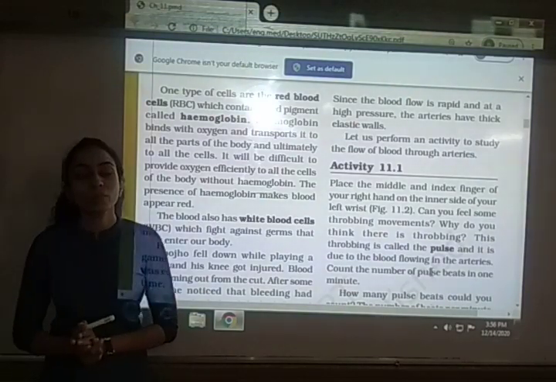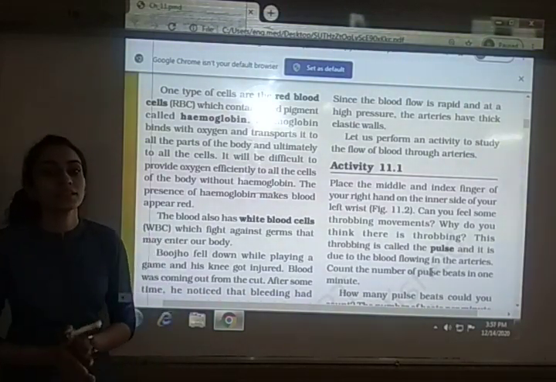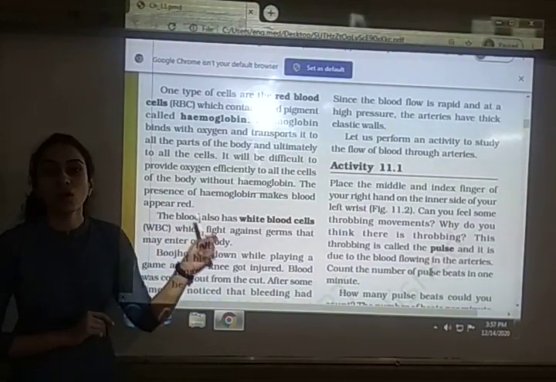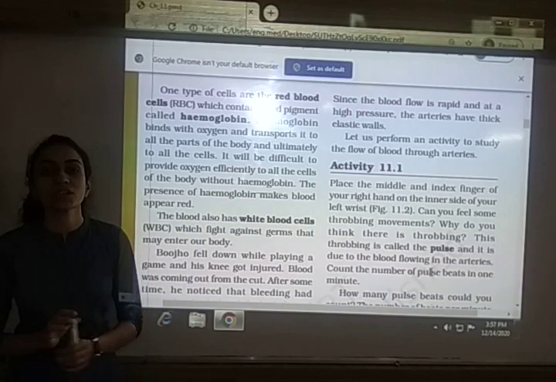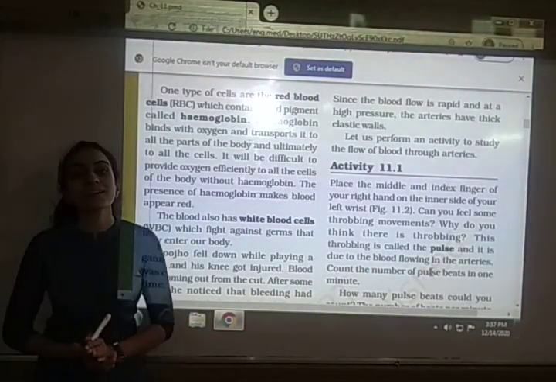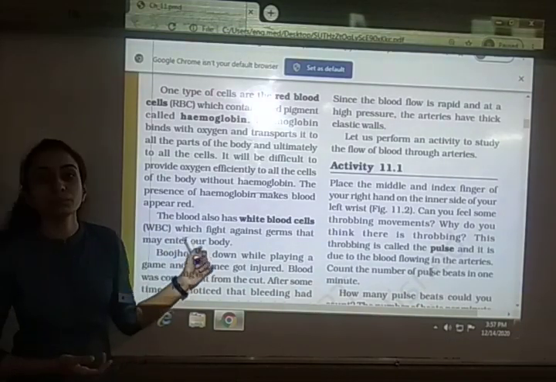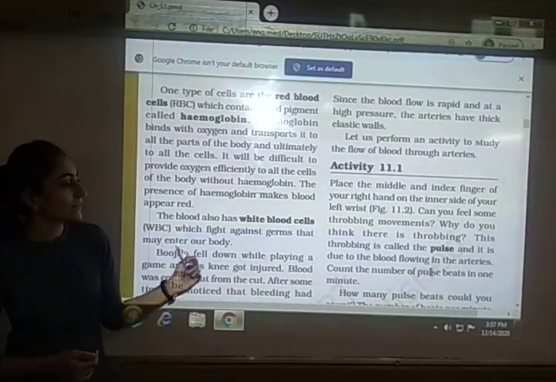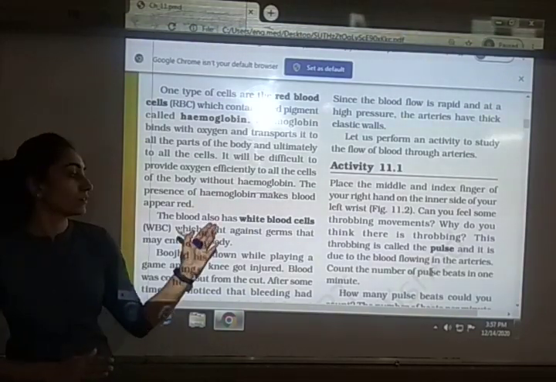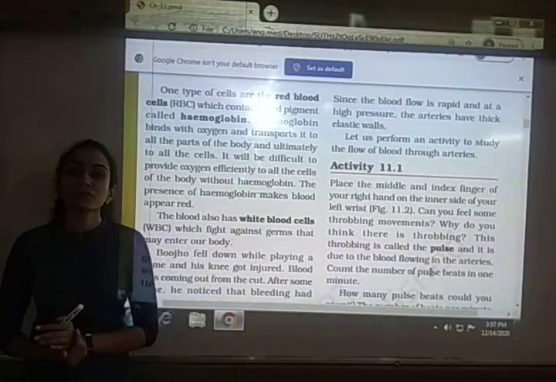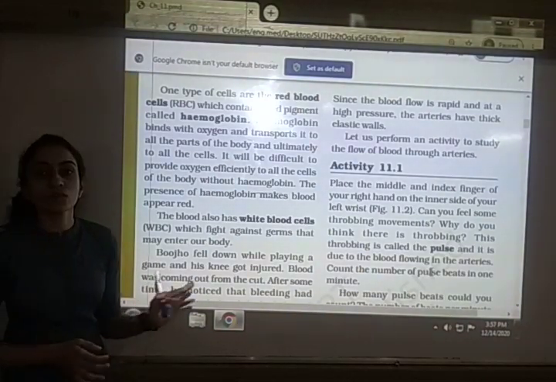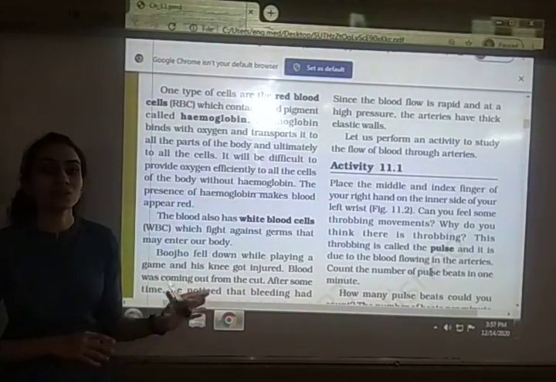Hemoglobin combines with the oxygen and transports the oxygen to the rest of the body parts via the blood. Then we saw the function of white blood cells. White blood cells fight against the germs which enter our body, so they work as a protective system.